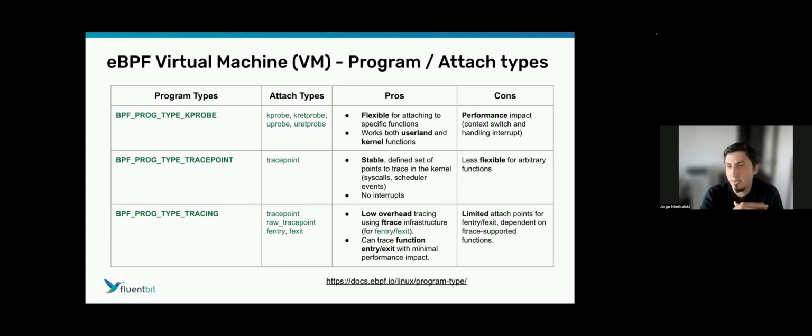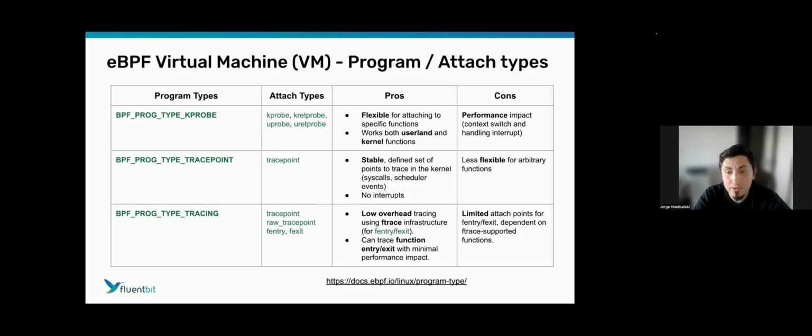Then you have trace points. Trace points are effectively for system calls and scheduler calls. So trace points are defined in the kernel. So you have trace points that you can jump into. Those are predefined. It doesn't require an interrupt. It's less flexible for arbitrary functions, but also it allows you to use the existing tracing infrastructure.